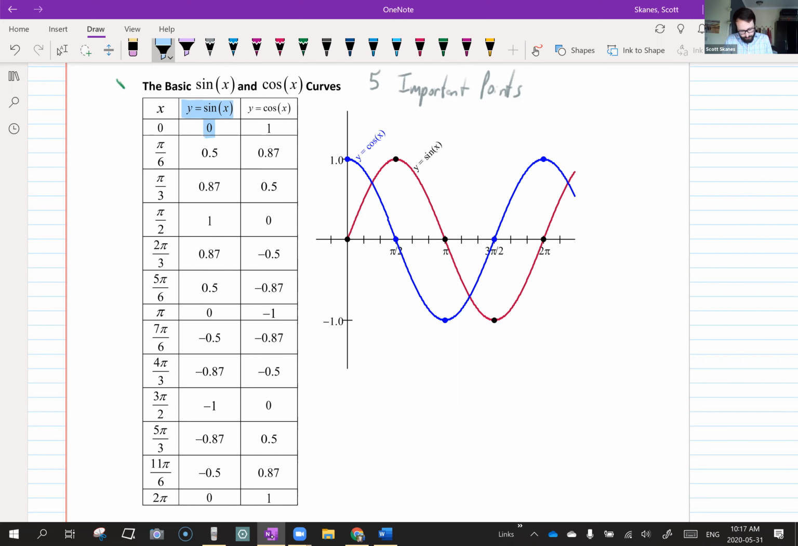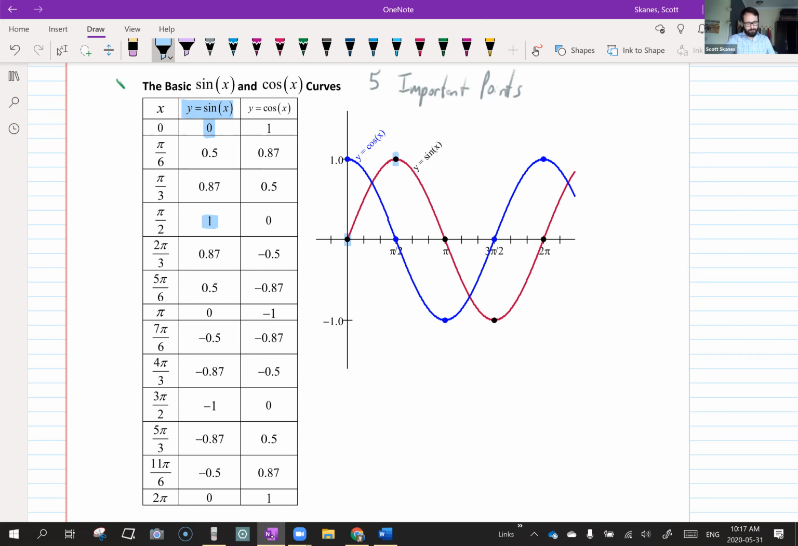When x is 0, y is 0. Just imagine that was the only point there. When x is pi over 2, y is 1. So we look for pi over 2, y is 1. That would be the second point.